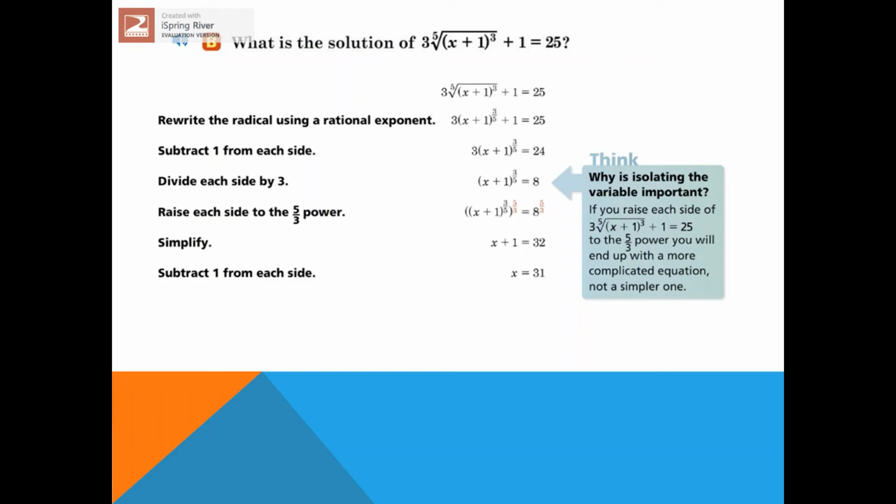So (x plus 1) raised to 3 over 5 times 5 over 3 is equal to 8 raised to 5 over 3. Now, we can simplify: x plus 1 is equal to, what is 8 raised to 5 over 3? Since our denominator is 3, it means this is a cube root. Now, what is the cube root of 8 raised to 5? Yes, and that is 32. That's why we have x plus 1 is equal to 32. Then subtract 1 from each side. So what's the value of x? x is equal to 31.